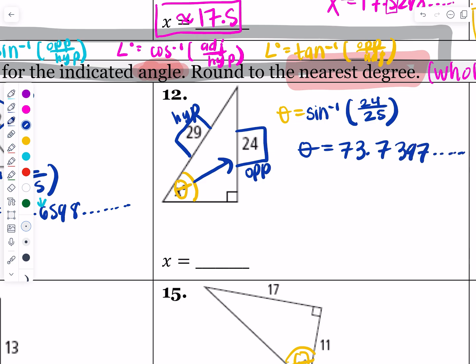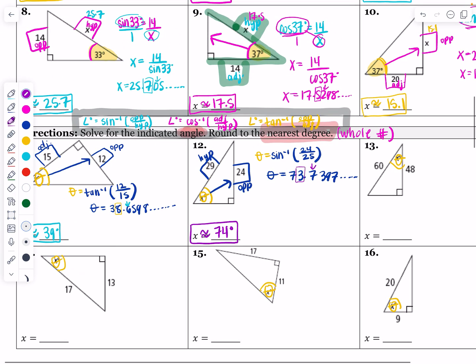73.7397... Okay, so we're just trying to see, should I leave this at 73 degrees or should I round it up to 74? The 0.7 tells me to round it up to 74 degrees. Does that make sense as an answer? Is that an acute angle? It is.